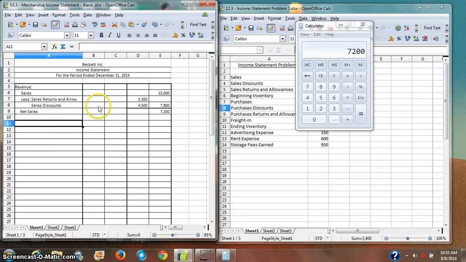This is the amount of sales that I had, less any discounts. I don't just want to know how much I sold, but I also want to know how much people returned and how much of my sales was given as a discount.